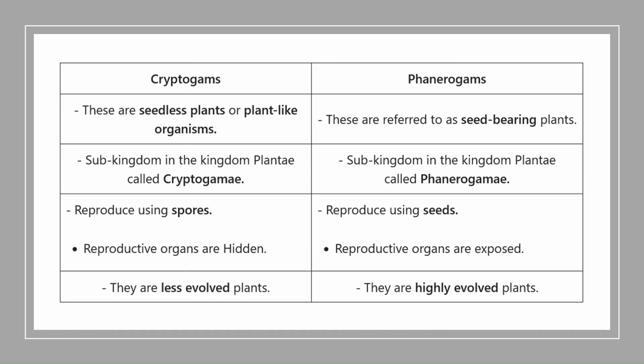In this chart, you can see the difference between cryptogams and phanerogams. Cryptogams are seedless plants or plant-like organisms, whereas phanerogams are referred to as seed-bearing plants. The subkingdom in the kingdom Plantae is called cryptogamae, and for the other it is called phanerogamae. Cryptogams reproduce by spores, and the reproductive organs are hidden, whereas phanerogams reproduce using seeds, and the reproductive organs are exposed. Cryptogams are less evolved plants, and phanerogams are highly evolved plants. So these are the main differences.